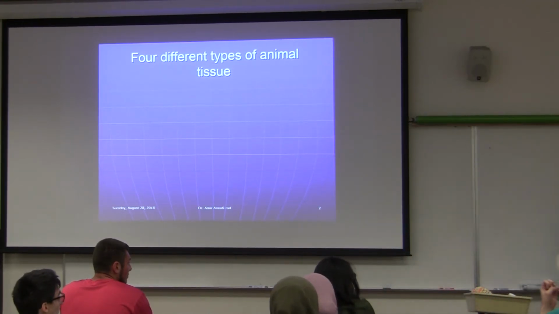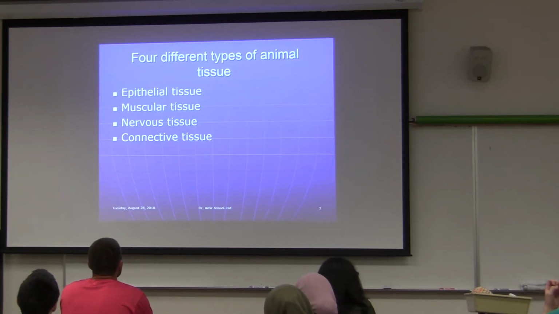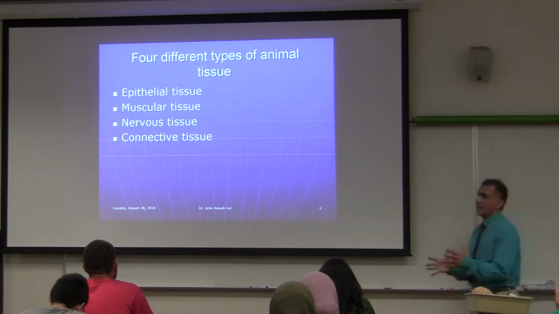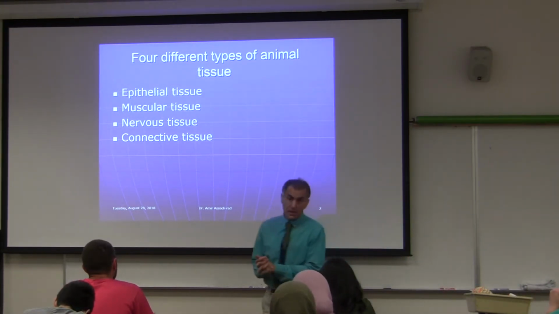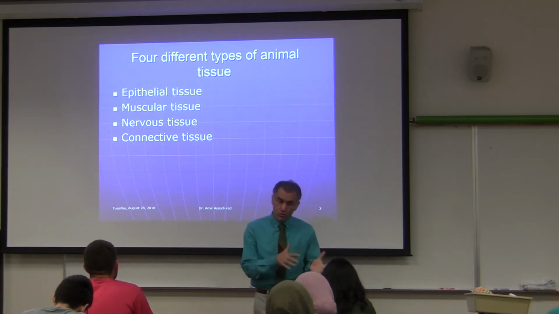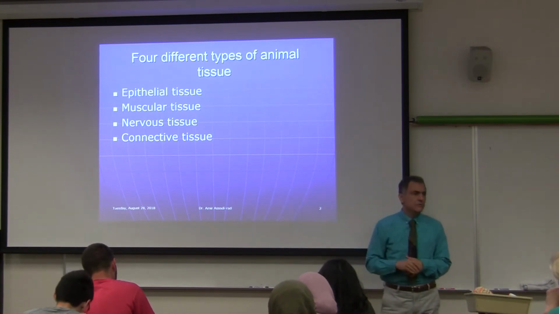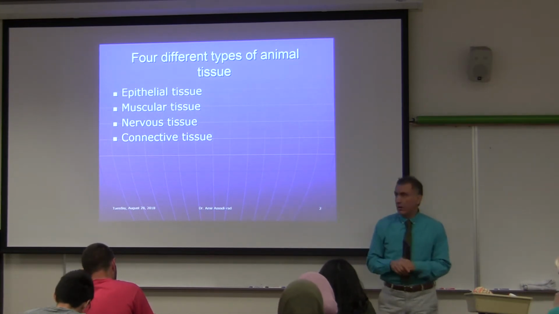So there are 4 different types of tissues, but our focus for this first exam is the animal, human. Mostly we will talk about things that are related to human, but it is true for all vertebrate animals.